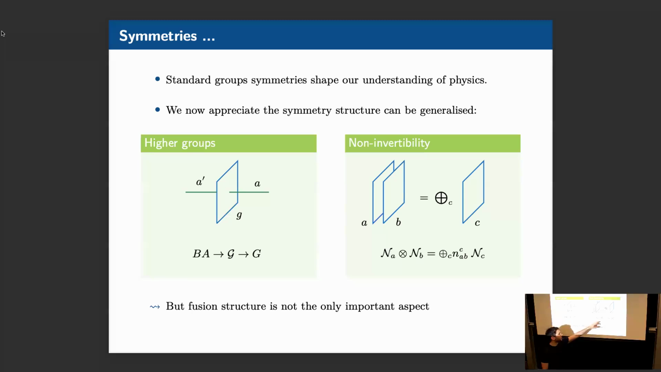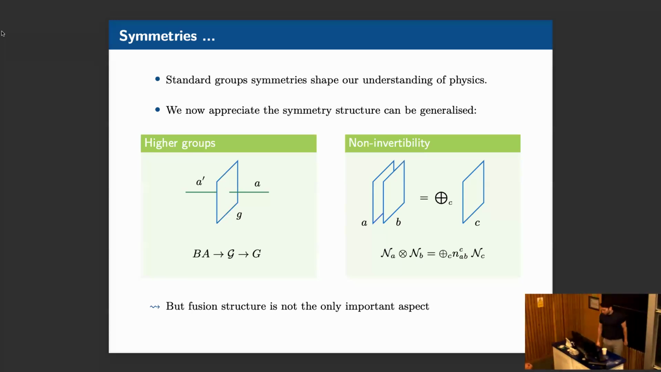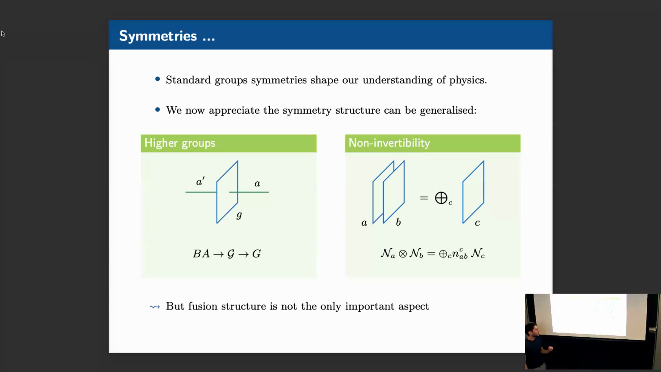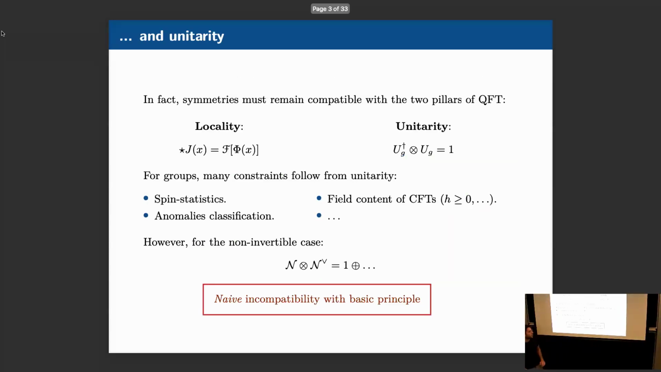And more interesting, you can discover that there are symmetries which are not invertible, in the sense that they do not admit an inverse defect, so that once you fuse them together, you get back to the trivial defect. So a lot of work has been going into trying to make use of these non-invertible symmetries, and make use of the fact that the fusion structure of symmetries can be generalized from this point of view. What I want to talk about today is that, however, this fusion structure of symmetry is not the only important thing that we need to worry about when we talk about symmetries in quantum field theory.